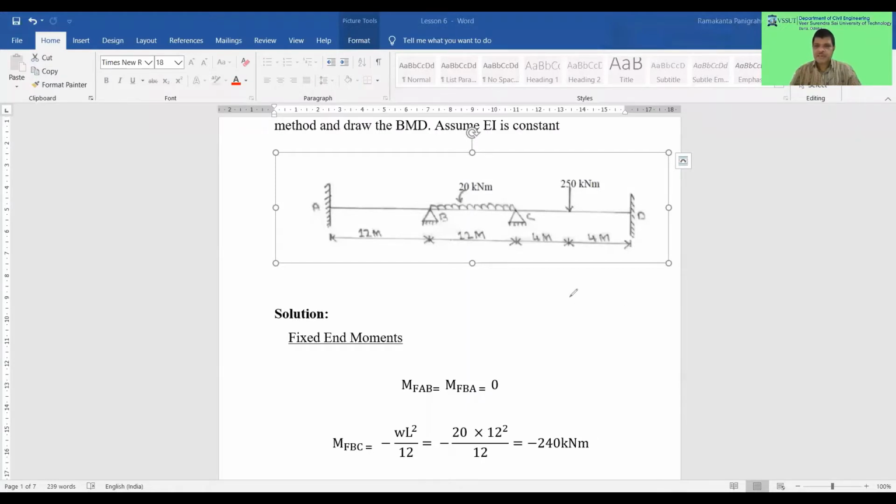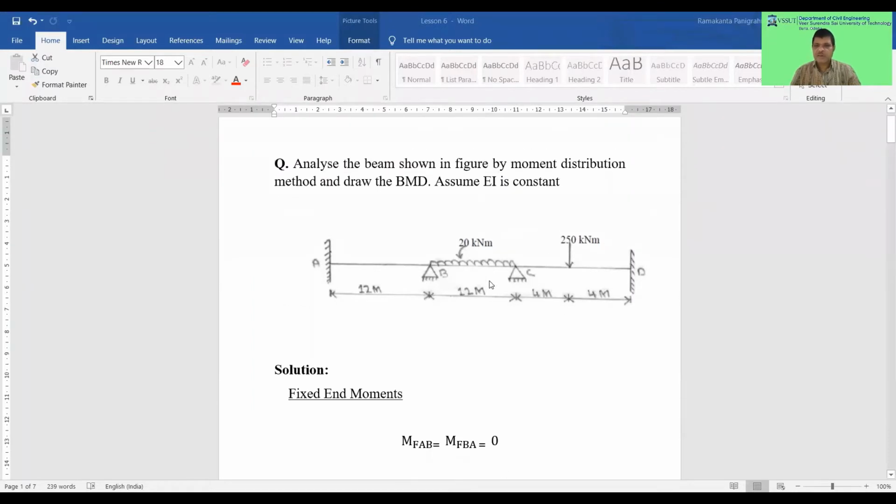Hello students, in today's class we'll discuss problems on the moment distribution method. In the last class we discussed the methodology and the procedure for doing this moment distribution method and how it is applicable to different problems.